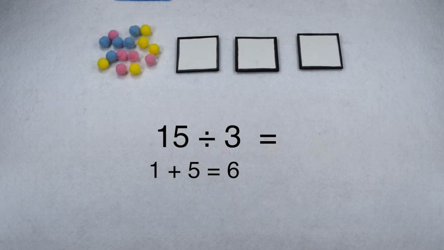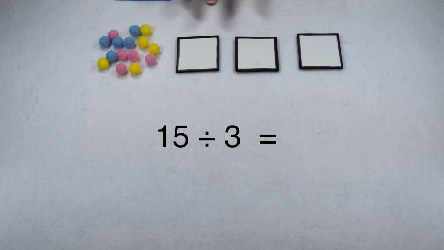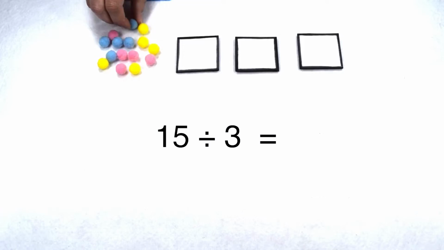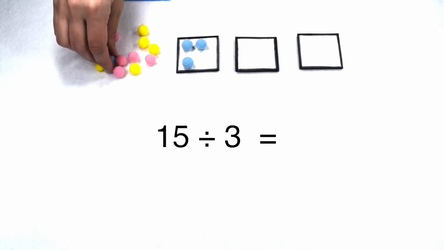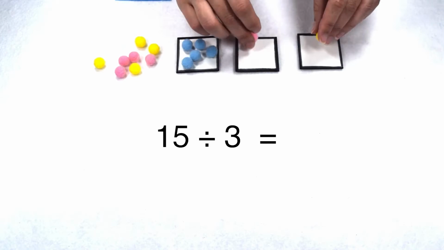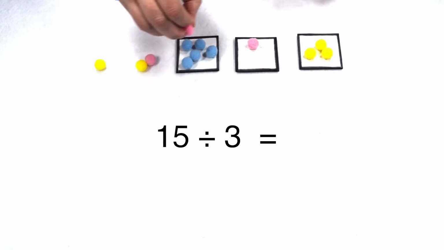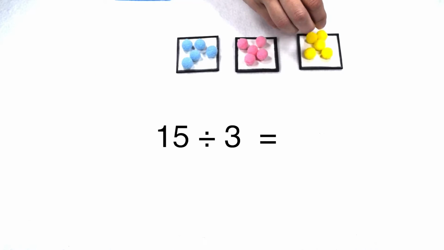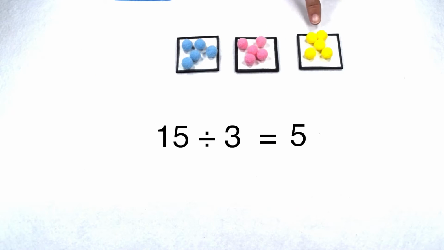6 is on our list of multiples, so we know it should be divisible by 3. Therefore, 15 should be divisible by 3. Well, let's test it out. We have our 15 items for our dividend that we want to split into 3 groups for our divisor. We can see that everything is going to fit evenly into 3 groups with 5 items in each group. So 15 divided by 3 equals 5.